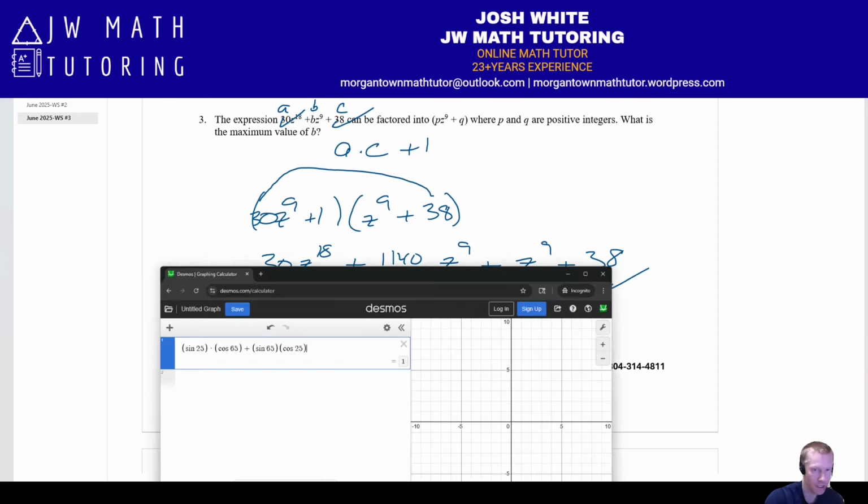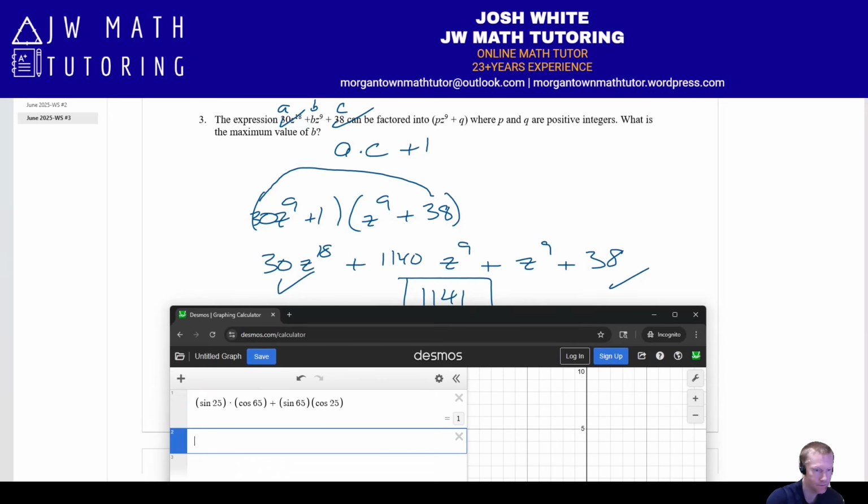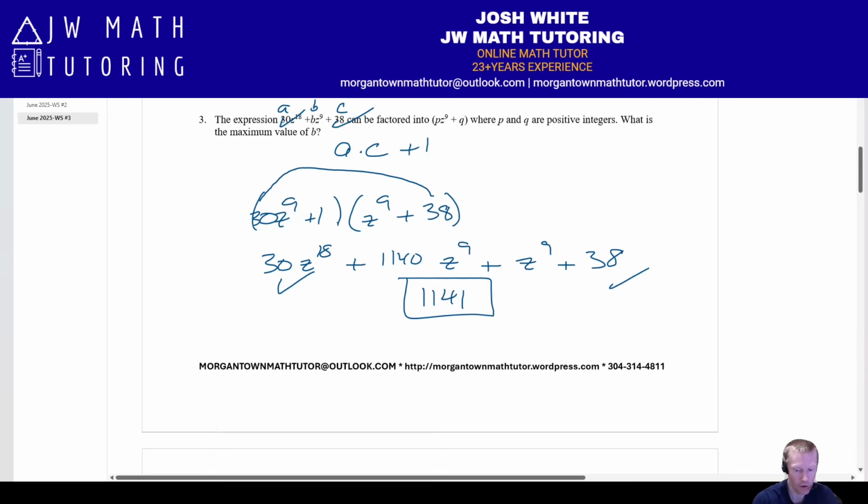Let me just confirm in Desmos. 38 times 30 is 1140, right? And then we just add the 1, so 1141. So just memorize, this is the shortcut. This is what the answer is going to be if you come across a problem like this.